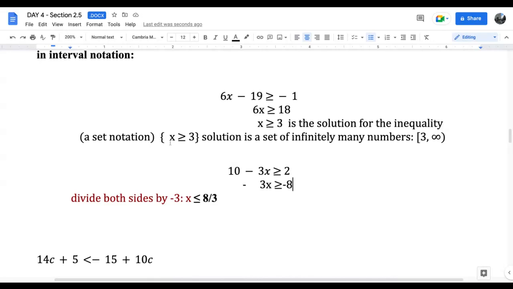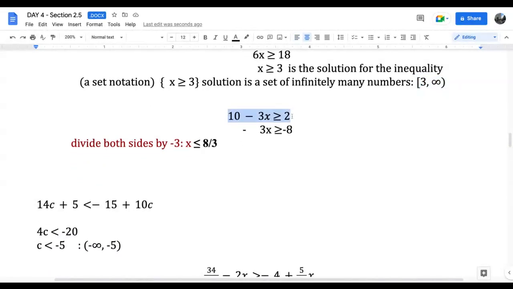So how do we use interval notation? So this is set notation. When we say x greater than or equal to 3, that's a set notation. We want to change it to be interval notation. So bracket, then 3, comma, infinity, with an open parenthesis, close parenthesis.